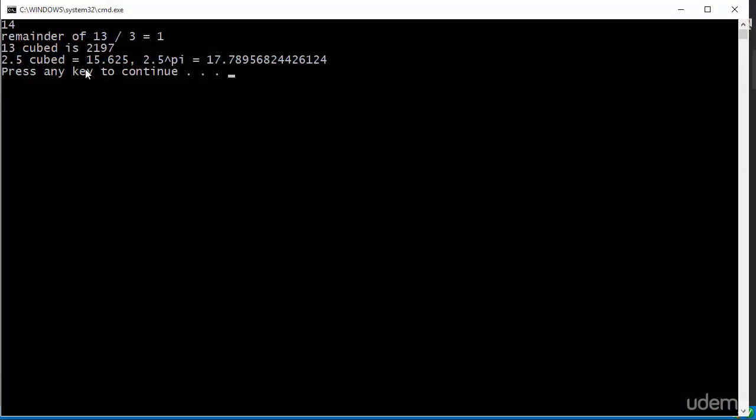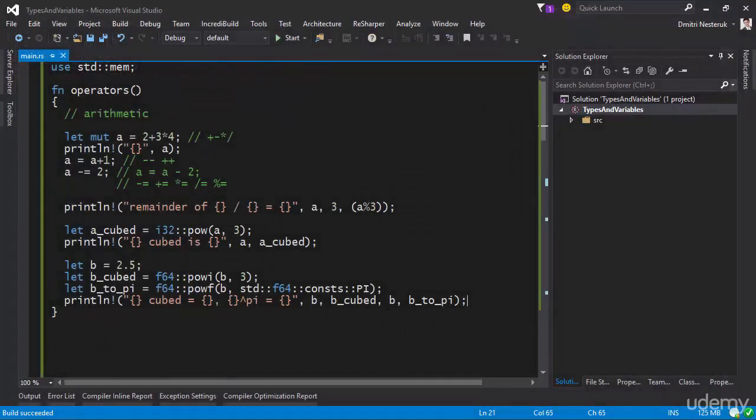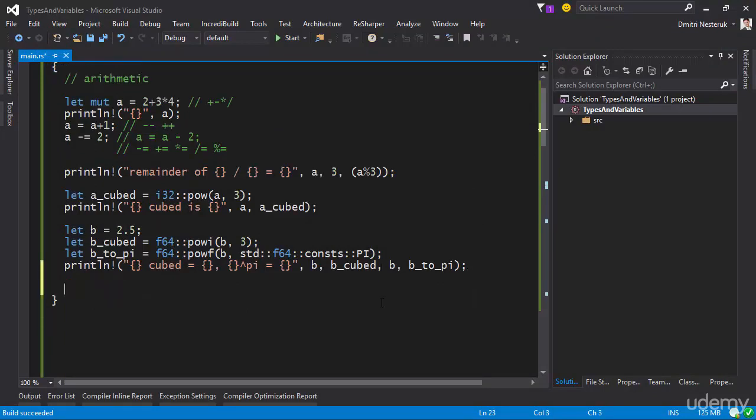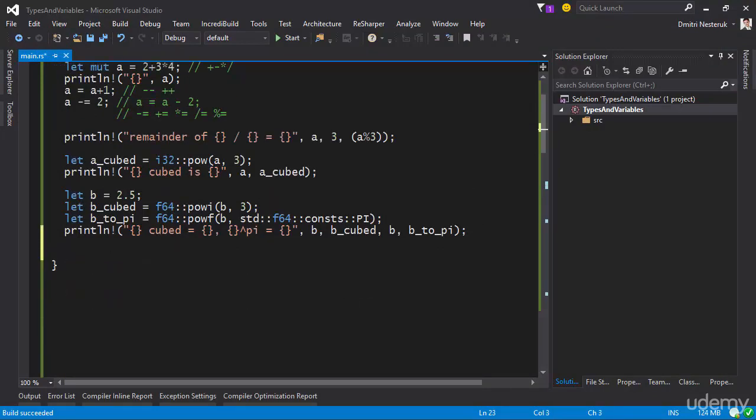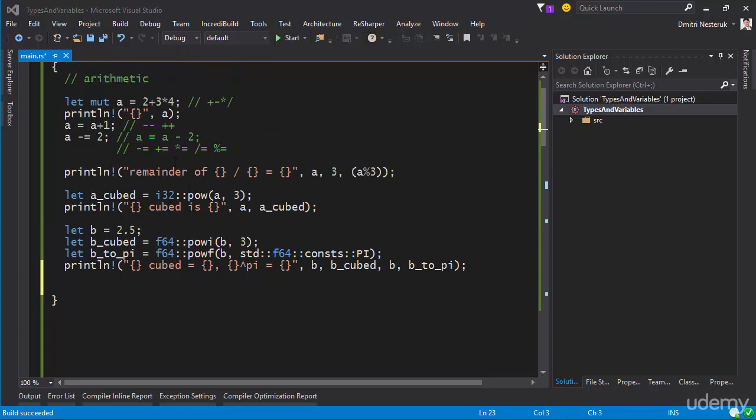So 2.5 cubed is 15.65. That looks kind of sensible. 2.5 to the power of pi looks like 17.79. So that's okay once again. So this has nothing to do with operators as such, but it was just an important thing for me to mention because, well, you might want to take the power of something. So these are some of the arithmetic operators, fairly obvious stuff.